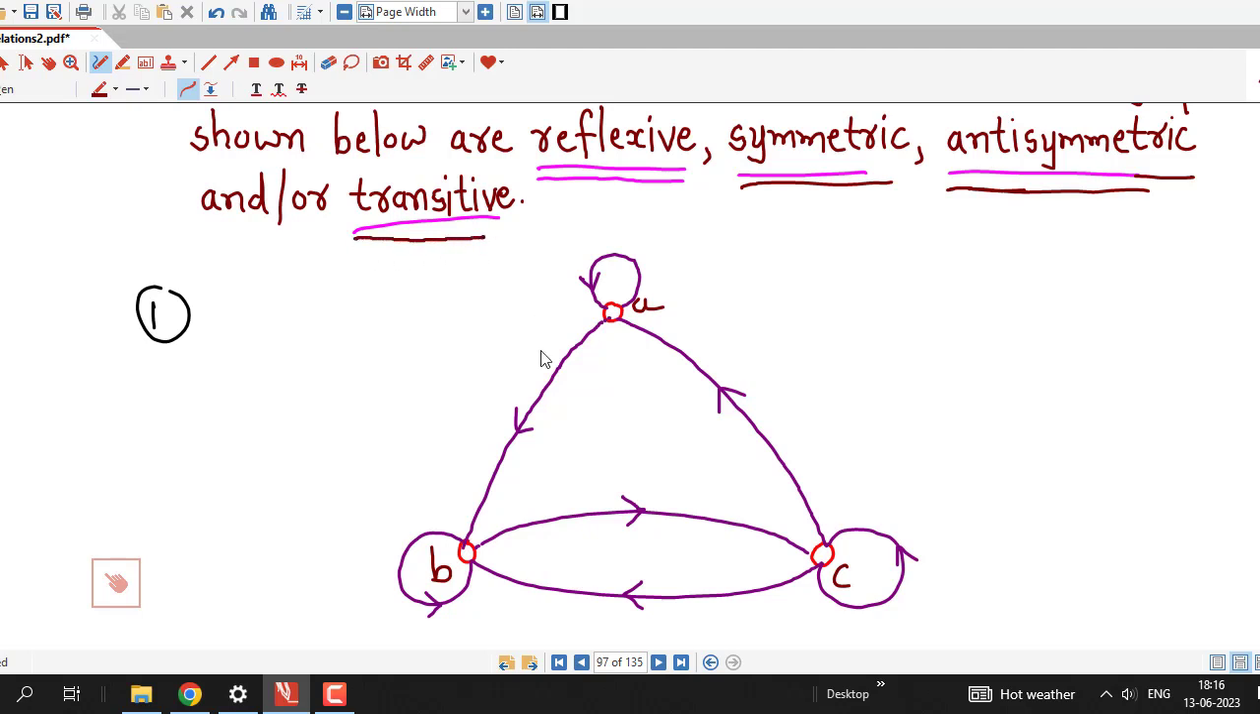And last we have to check whether it is transitive or not. So for transitive we have to check all the possibilities. Here we can see there is an edge from A to B, that is A is related to B, and there is an edge from B to C, that is B is related to C. And if relation is transitive, we must have A related to C. But we can see here there is no edge from A to C. There is an edge from C to A, but there is no edge from A to C. That means A is not related to C. Therefore this relation is not transitive.